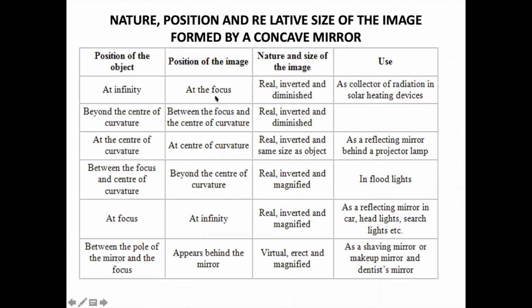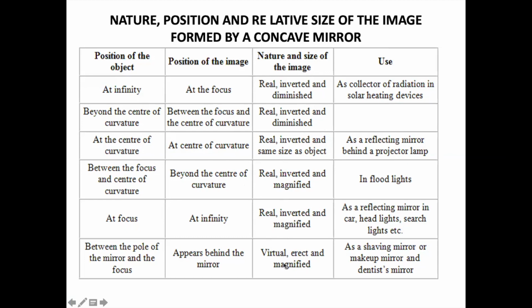Where is the position of the image formed? For an object at infinity, the image was at focus. Beyond C, it was between C and F. At C, the image is formed at C. Between F and C, it is beyond C. At focus, the image is at infinity, and between the pole of the mirror and focus, the rays appear to meet behind the mirror. In all the above cases, the image is real and inverted, except within the focus, where the image is virtual, erect, and magnified. Just remember, this is a concave mirror.